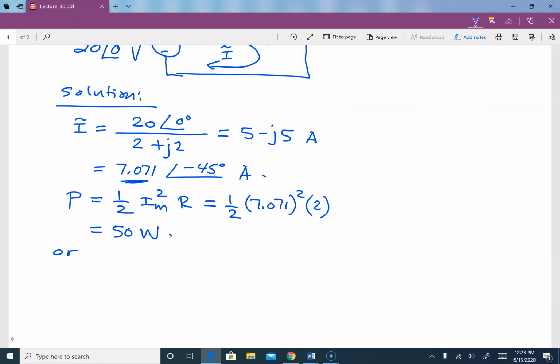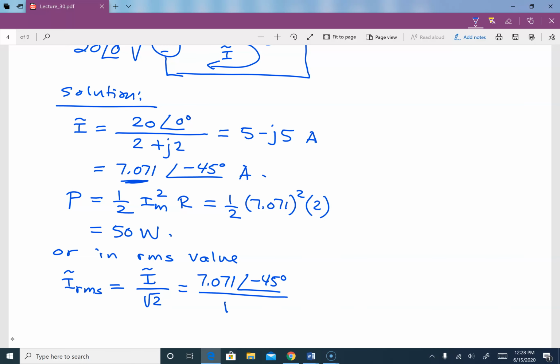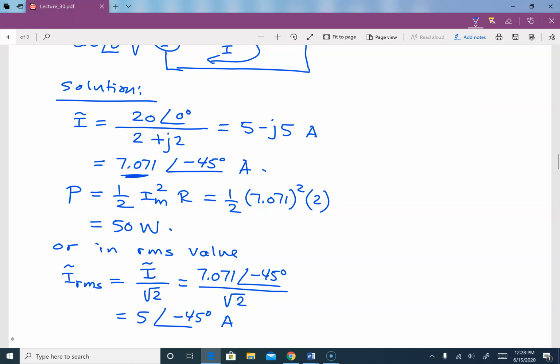Or we can use RMS values. So our IRMS is equal to I divided by radical of 2, which is equal to 7.071 with angle negative 45 degrees divided by radical of 2, and that is equal to 5 with angle negative 45 degrees, and that is in ampere.